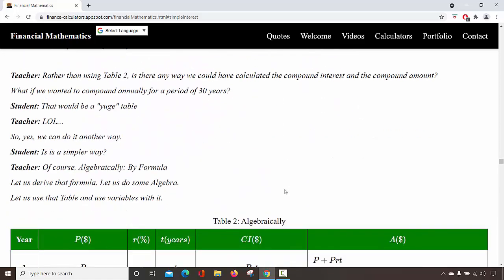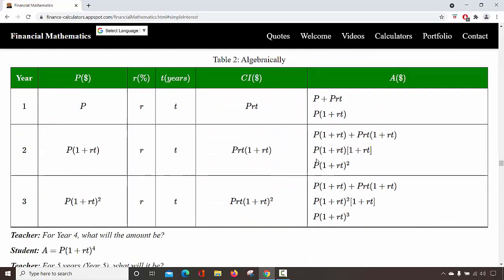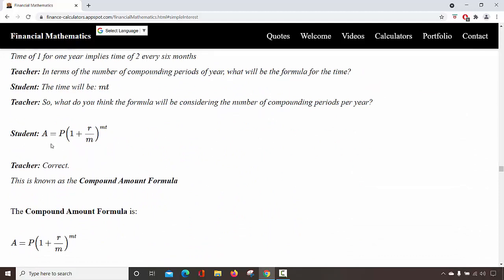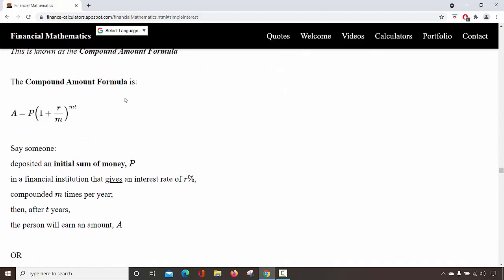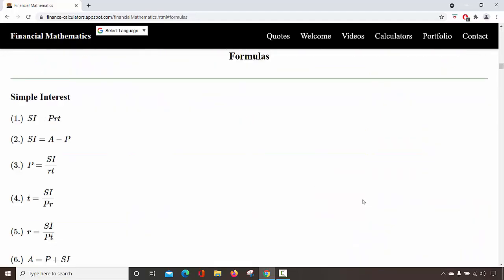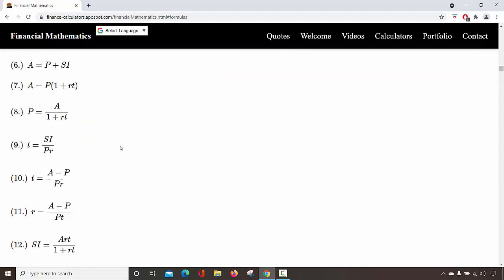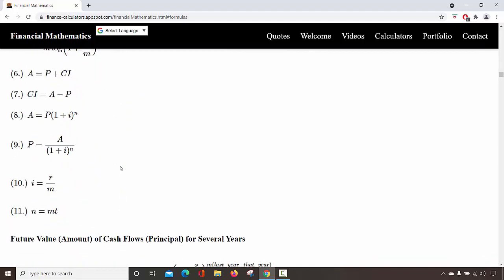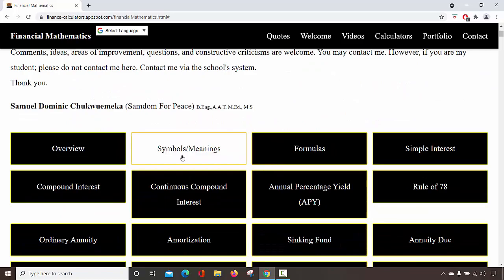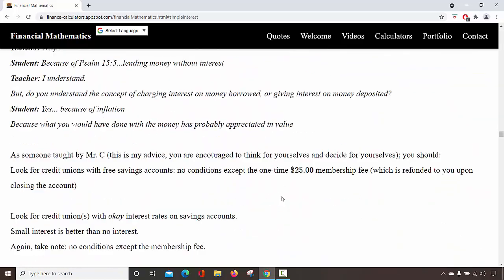Like I said, we derived the formula from that, and this is the formula here. A is the amount, P is the principal, R is the interest rate, M is the number of compounding periods per year, and T is the time. I'm going to give you the formula, so what I expect you to do is to know how to use the formulas. Okay, let's do some examples.